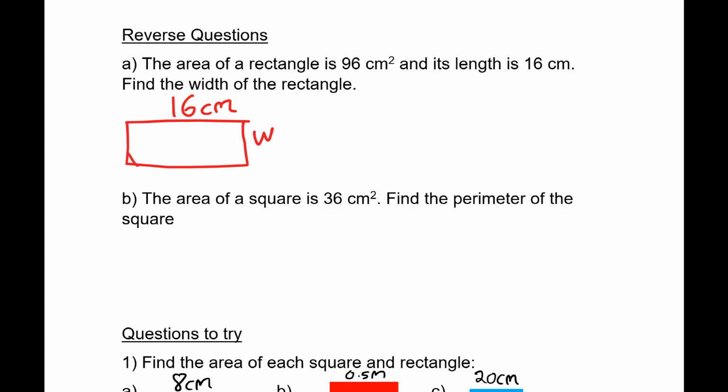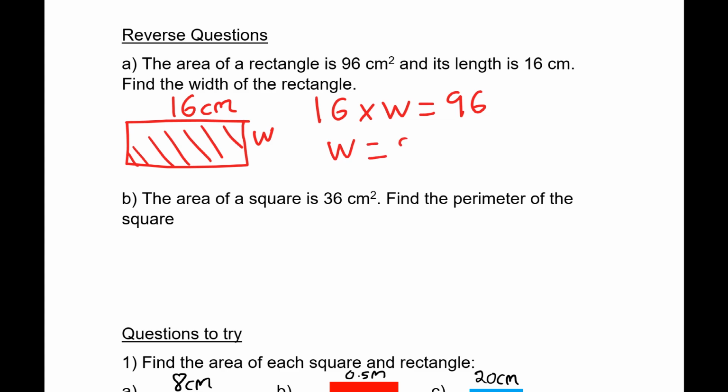Now we know that the area of this shape is 96 centimeters squared. So if I take the length times the width, I know I'm going to get 96. Now to get W on its own, I need to do the opposite of multiplying by 16, which is dividing by 16. So to get W, I need to do 96 divided by 16, which is going to be 6. So that means the width of the rectangle is 6 centimeters.